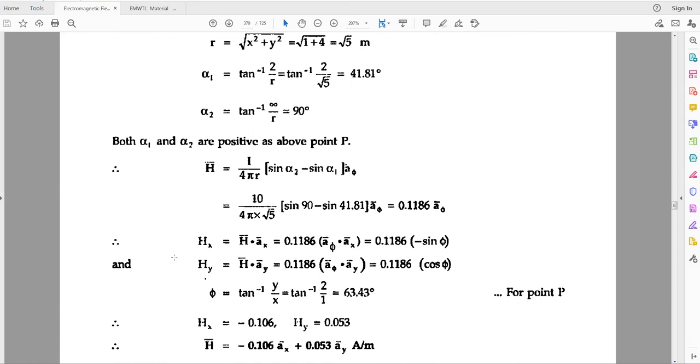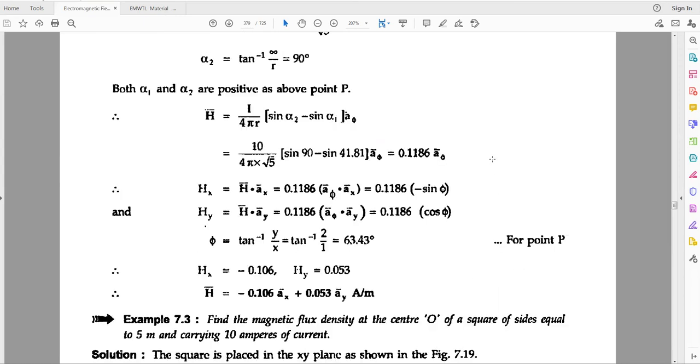Okay. We need to find the H bar having the Ax bar coefficient Hx and the Ay bar coefficient Hy. So a phi dot ax is minus sin phi and a phi dot ay is cos phi. Find that, as phi is already known from the point given, 1, 2 and 3: 1 is x, 2 is y and 3 is z. You'll get H bar is equal to minus 0.106 Ax bar plus 0.053 Ay bar.